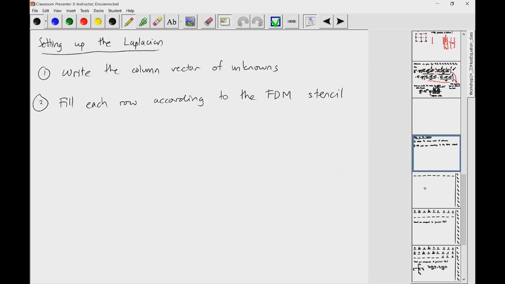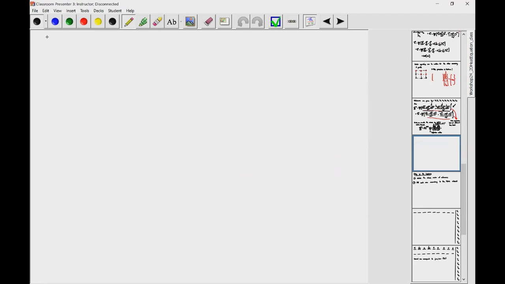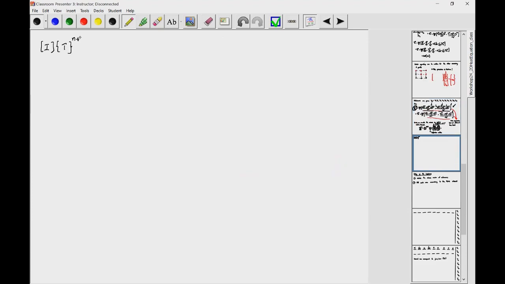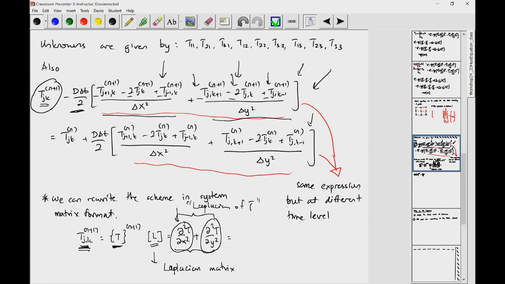Based on what we write here, we can write this scheme in terms of a system matrix, and our system matrix will look like this. First of all, you will have an identity matrix times your T. So this will correspond to the first term in our Crank-Nicolson scheme because we have called Tjk as a column vector T. So this will be T at n plus 1. Then we will have minus d delta T over 2, which is the coefficient in front of this. And then here you have the bracket of all your Laplacian term.